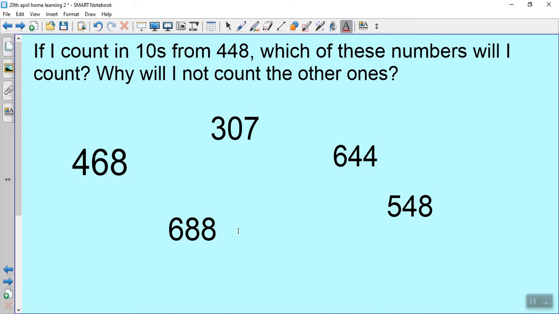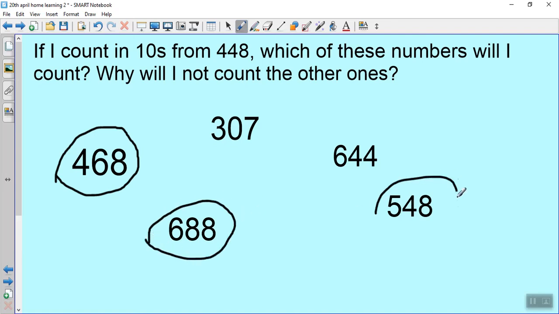Okay, so if I count in tens, I'm going to still have the same number of ones, aren't I? So if I count up, 448, 458, 468, 478, 488. If you notice, I'm always having an 8 in the ones. So I'm going to say that one, and I'm going to say that one.